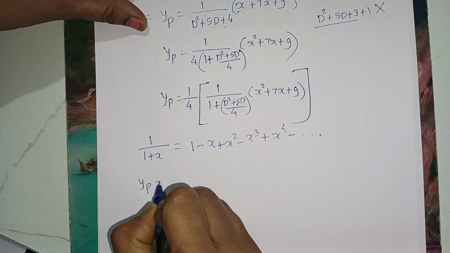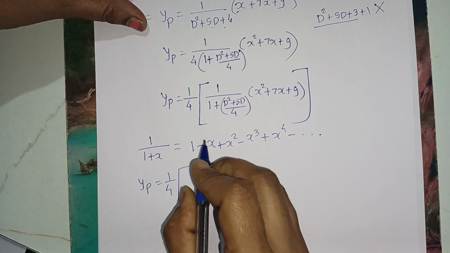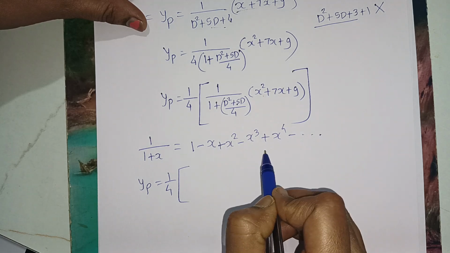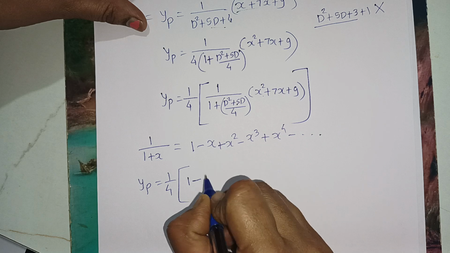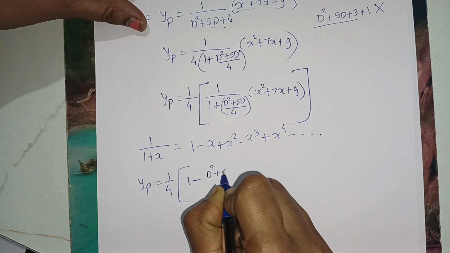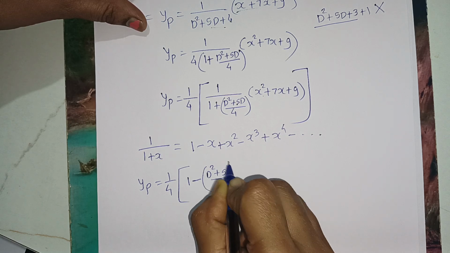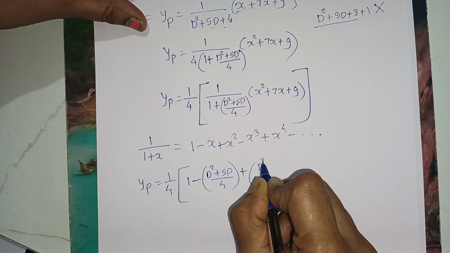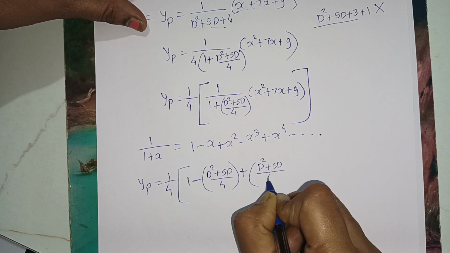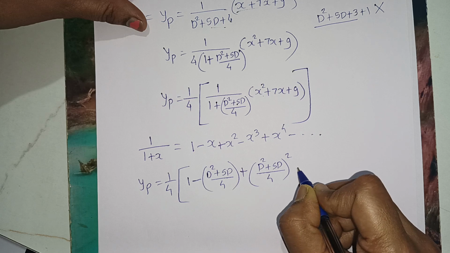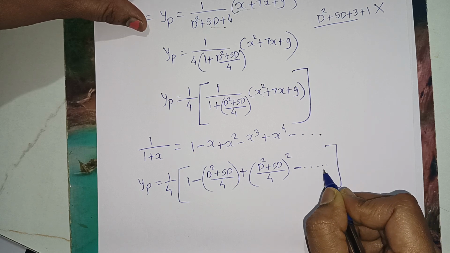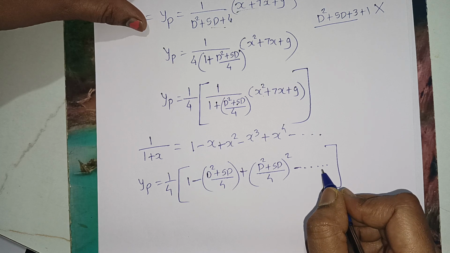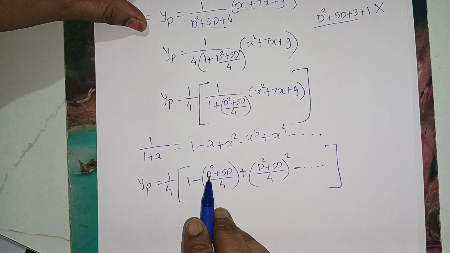So yp is equal to 1 upon 4. Use the formula: 1 minus x, where x is (d square plus 5d) divided by 4, plus ((d square plus 5d) divided by 4) square, minus dot dot dot. Why are we not taking further terms? Because you have d as a differential operator.